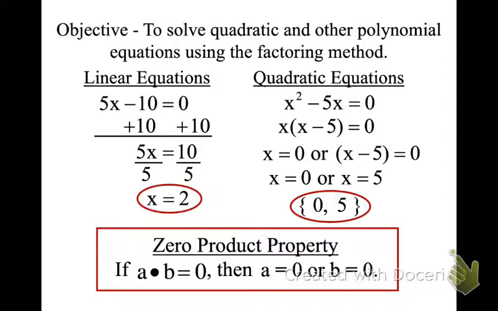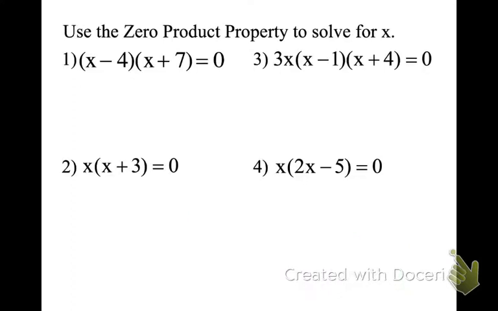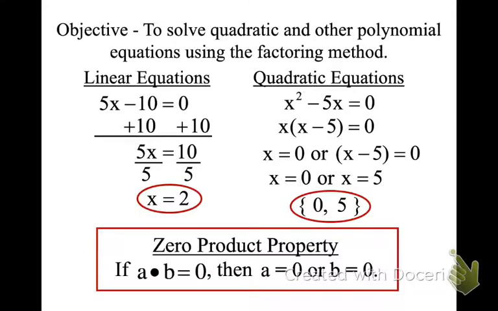Now, on the left of your notes, I want you to call it zero product property. On the right, I want you to put this definition. Okay? Pause it and make sure you're writing down the zero product property.